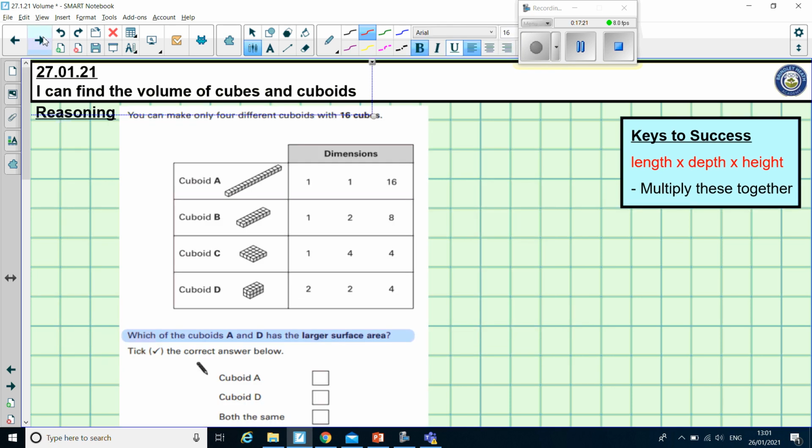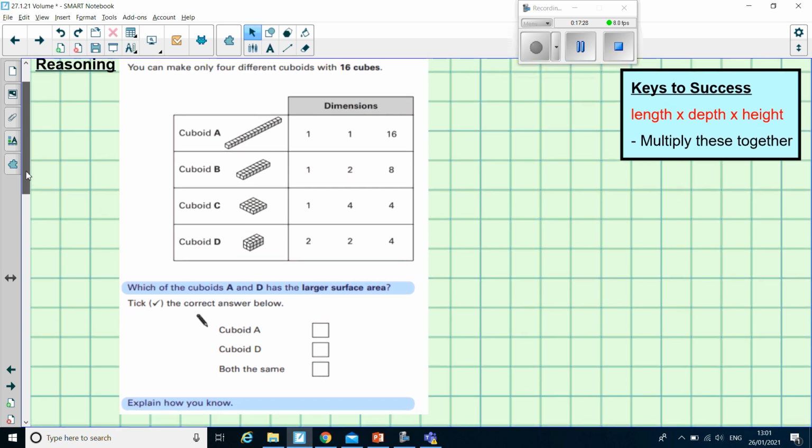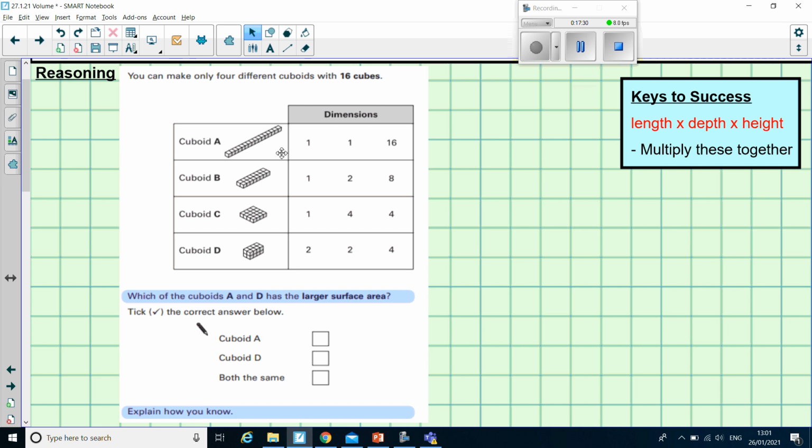Okay, welcome back then, Year 6. Hopefully you've got on all right on maths.co.uk. Reasoning then, we have a question here for us to have a look at. So, it says you can make only 4 different cuboids with 16 cubes. Okay, so they're telling you that information.